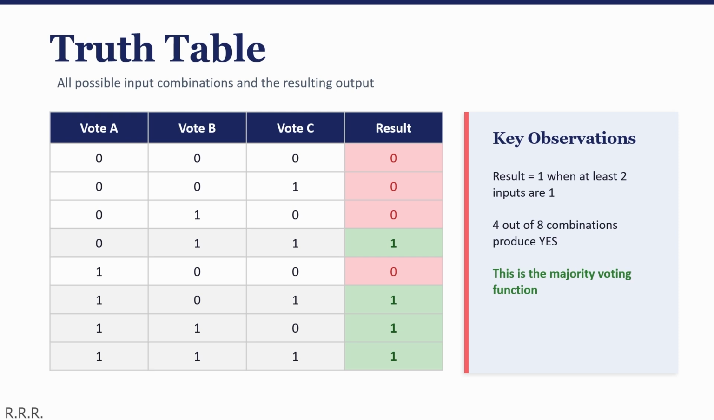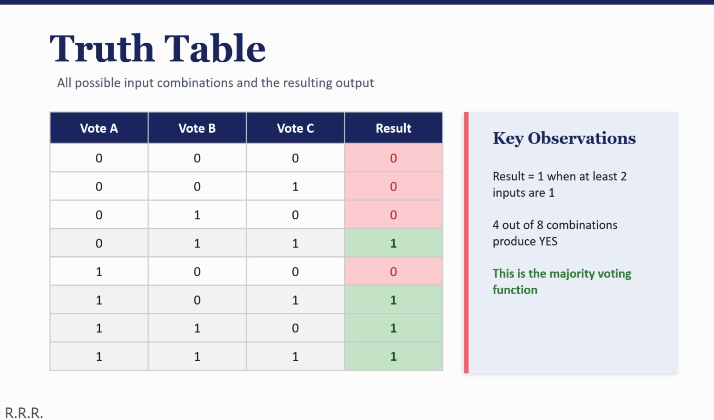When all 3 stations vote no, 0, 0, 0, the result is obviously 0, no. When only 1 station votes yes, like 0, 0, 1, or 0, 1, 0, or 1, 0, 0, the result is still 0 because 1 vote is not a majority.